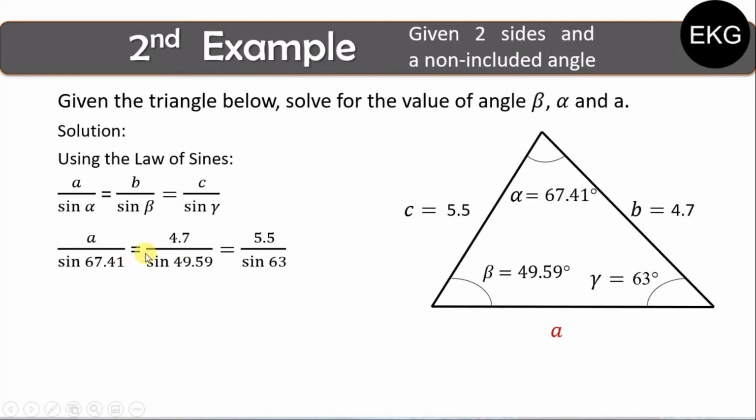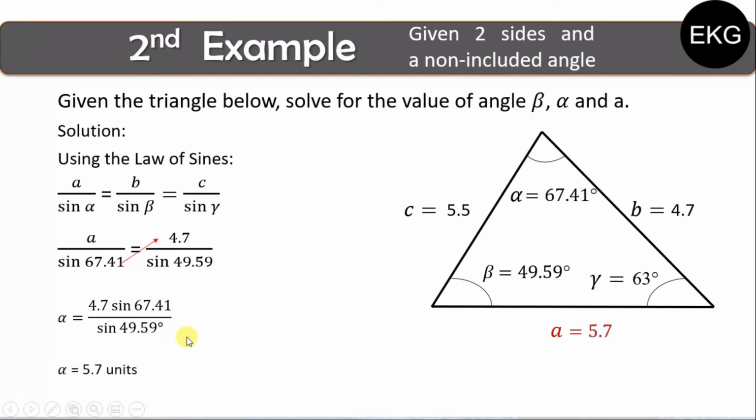Okay, pili lang tayo. It's either itong part na to, i-equate natin dito, or itong part na to, i-equate natin dun sa this part, okay? But for our solution here, i-equate natin siya dito sa pangalawa. Okay, to solve for A, side A, we just cross-multiply this one, okay, sa 4.7. So, pupunta siya sa ibabaw, divided by sine 49.59. Pag i-type nito sa calcu, kung sakto yung ating magsasolve, pag-input, we'll arrive on the same answer that side A, okay, side A ito, is equal to 5.7 units.